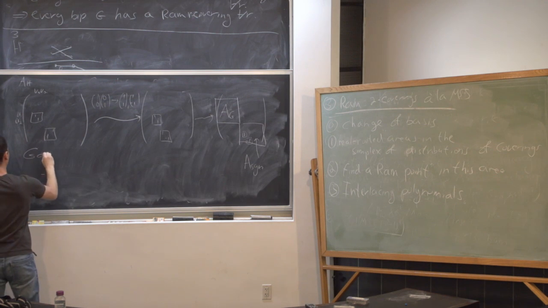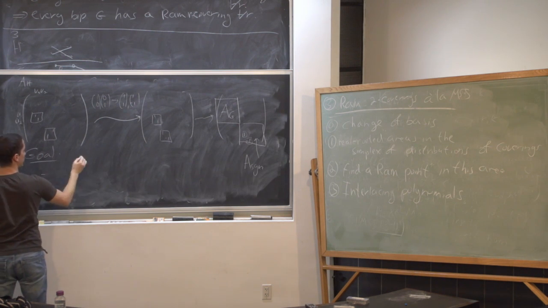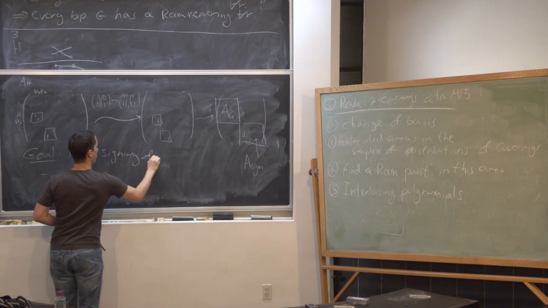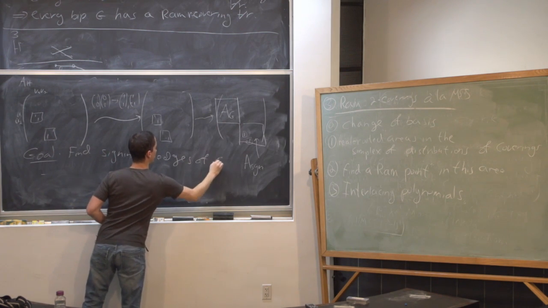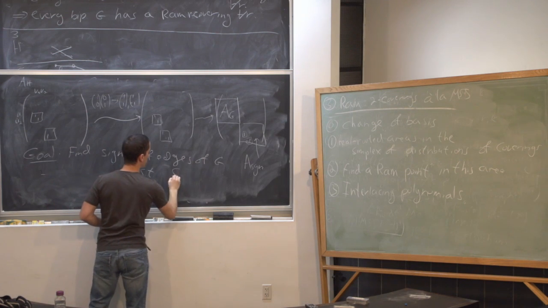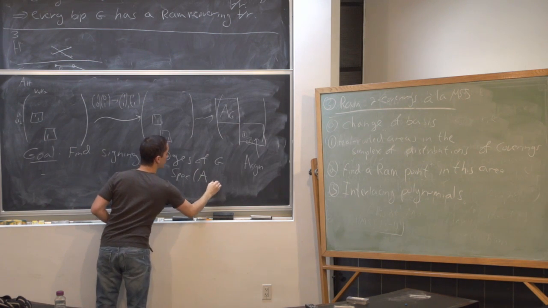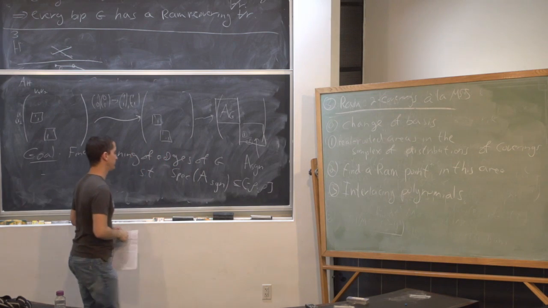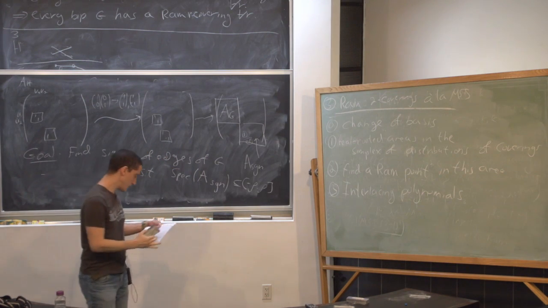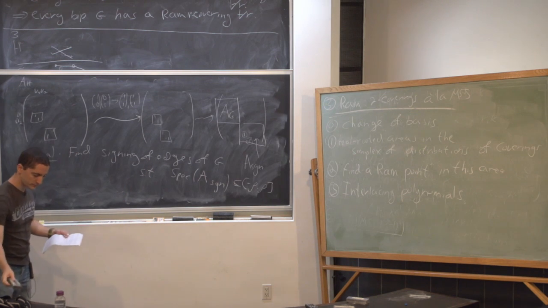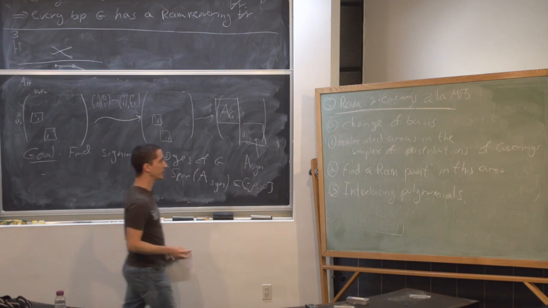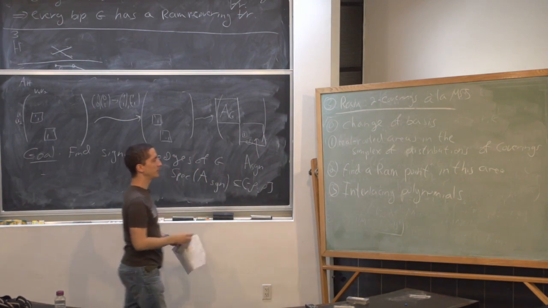Okay, so the goal is to find a signing of edges of G such that the spectrum of this sign matrix is inside the Ramanujan interval. Okay, so this is the zero stage, which is just for convenience.